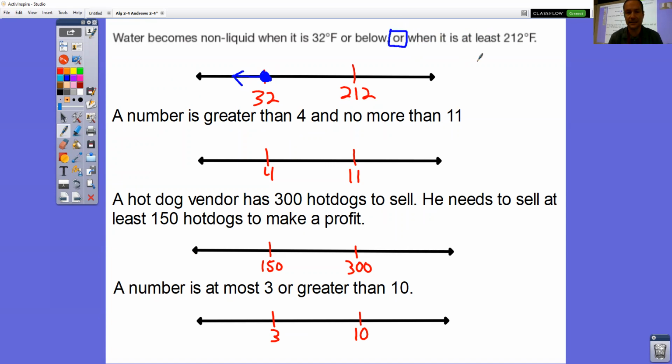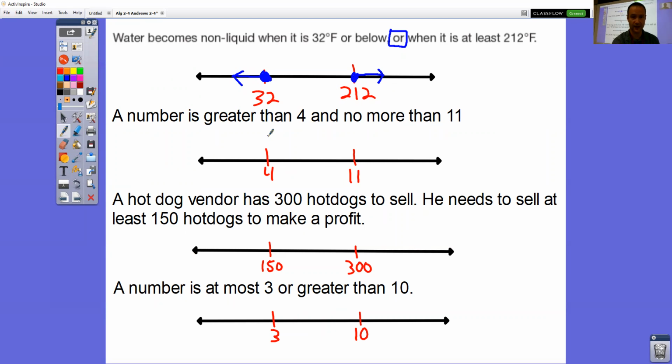Now you have to be at least 16 years old to drive a car. So it includes the number 16. This includes the number 212. So this is going to be a closed dot at 212 and the arrow going out. So that is an or statement. It includes all the numbers that are 32 or less, all the numbers that are 212 or higher.